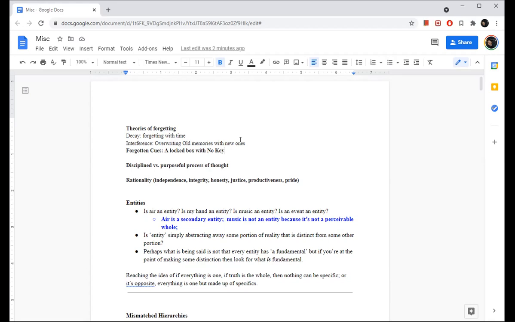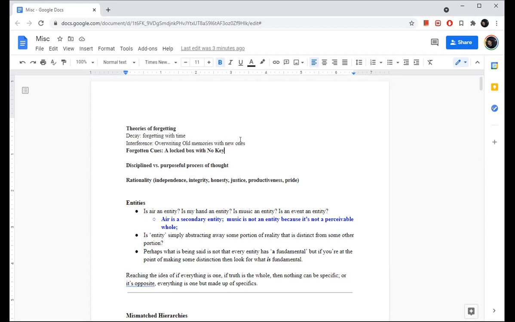Doesn't this raise, sorry, continue. I don't know if you would say that it's like a lockbox with no key. I would almost wonder, if you forget the cue and you can't remember the thing it refers to, then you've forgotten both. It's just no box and no key. That's how I would say it. The key and box have both disappeared, I would say.